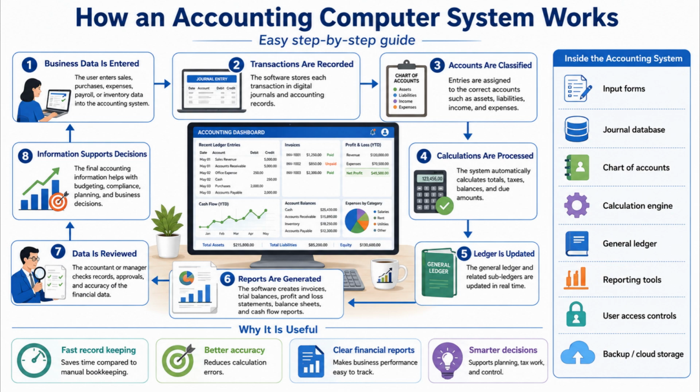In this video, we will discuss how an accounting computer system works in an easy step-by-step way. An accounting computer system is a digital tool that helps a business record, organize, calculate, review, and report financial information. It replaces many manual bookkeeping tasks and makes accounting faster, more accurate, and easier to manage.